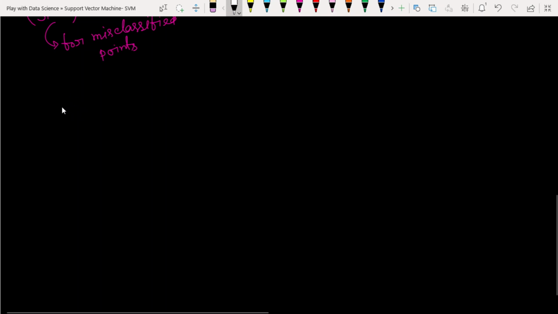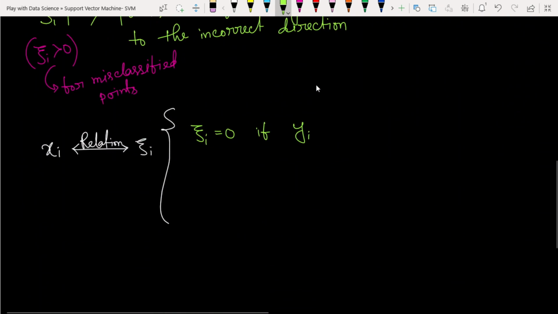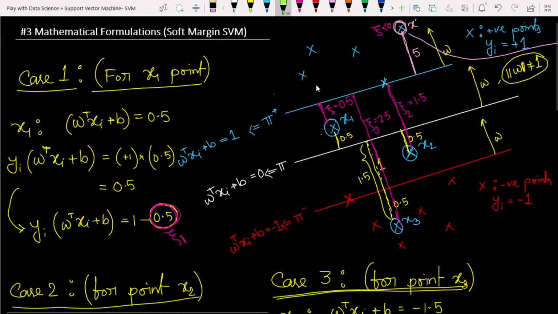I'm just going to write what the relation of xi and zeta is in a mathematical way. First, we see that if our zeta is equal to 0, then our point will be correctly classified, meaning on this side of the plane.